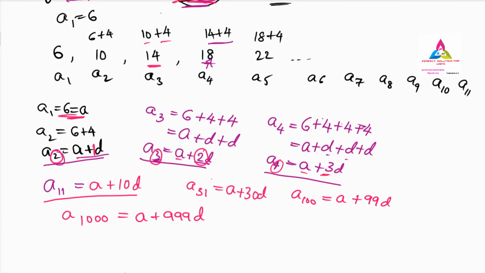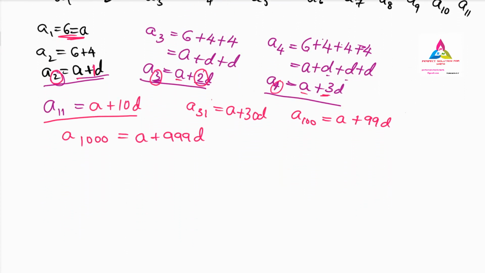Coming to the question we asked previously, here you have to find A11. To solve that, we already know the formula. A11 is equal to A plus 10D. What is the A value? A value is 6, already given. What is the D value? D value is 4. So 10 into 4, that is 40. So 6 plus 40 is 46. So we found the A11th term very easily.